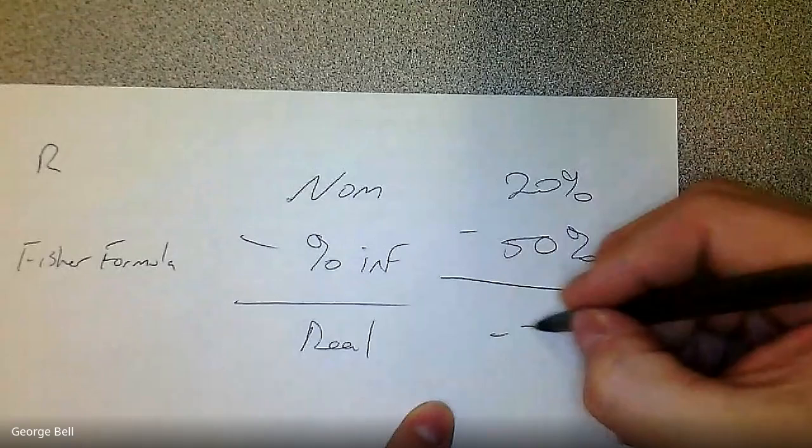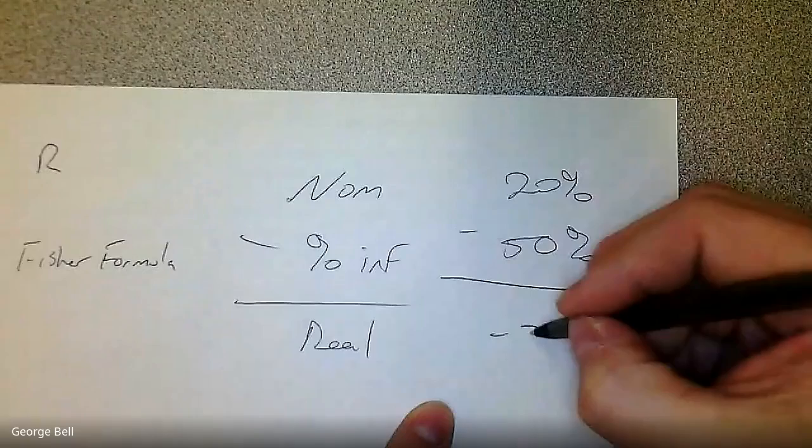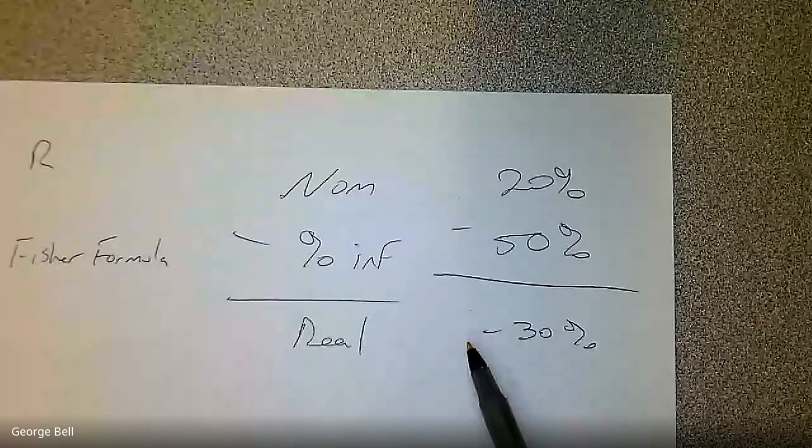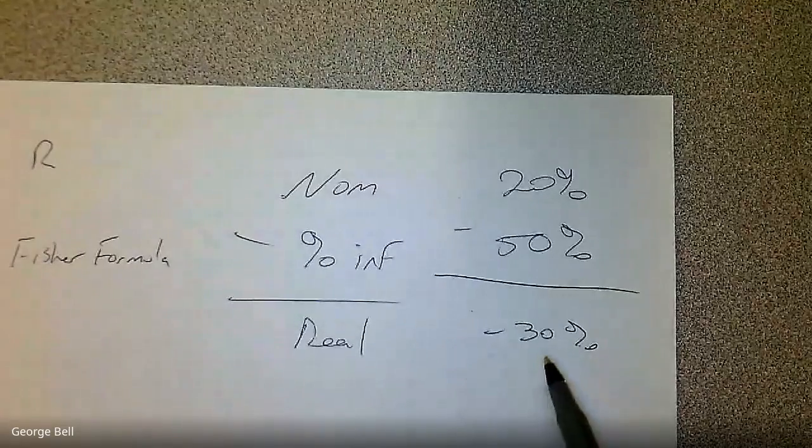negative 30%. So, ladies and gentlemen, these are very bad. They did not keep up with the rate of inflation. Their real wages went down, and they didn't go down a little. They went down a lot.